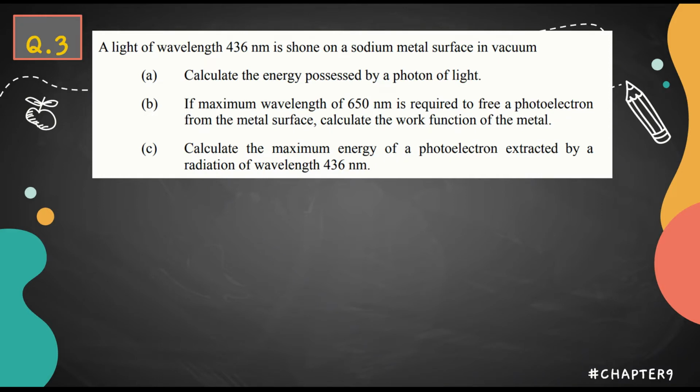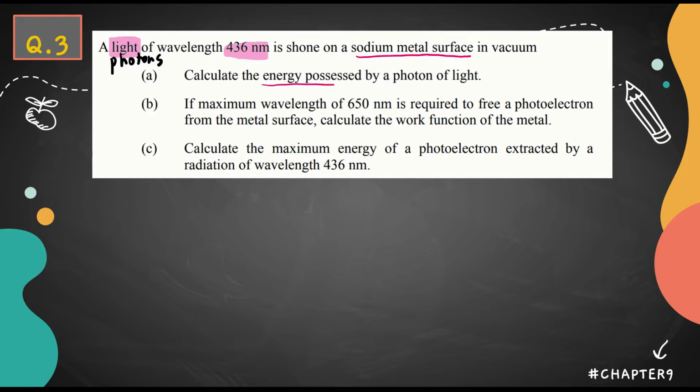Question number 3 is from chapter Quantization of Light, chapter 9 of this semester. We have the condition or the question: a light of wavelength... So remember, light is also called photons... is shown on a sodium metal surface in vacuum. Okay, so this is our metal, sodium metal surface.